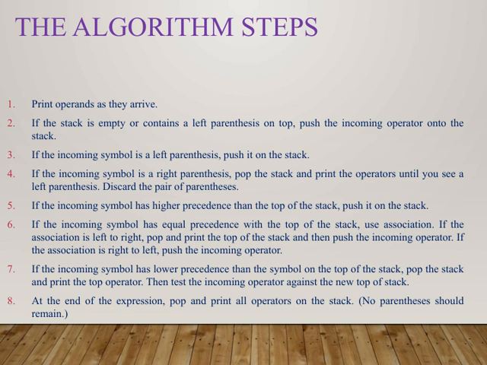When the incoming symbol has equal precedence, we need to consider associativity. If it's left to right, we pop and print the top operator before pushing the new one. If it's right to left, we push the new operator without popping. This distinction is crucial for operators like exponentiation.